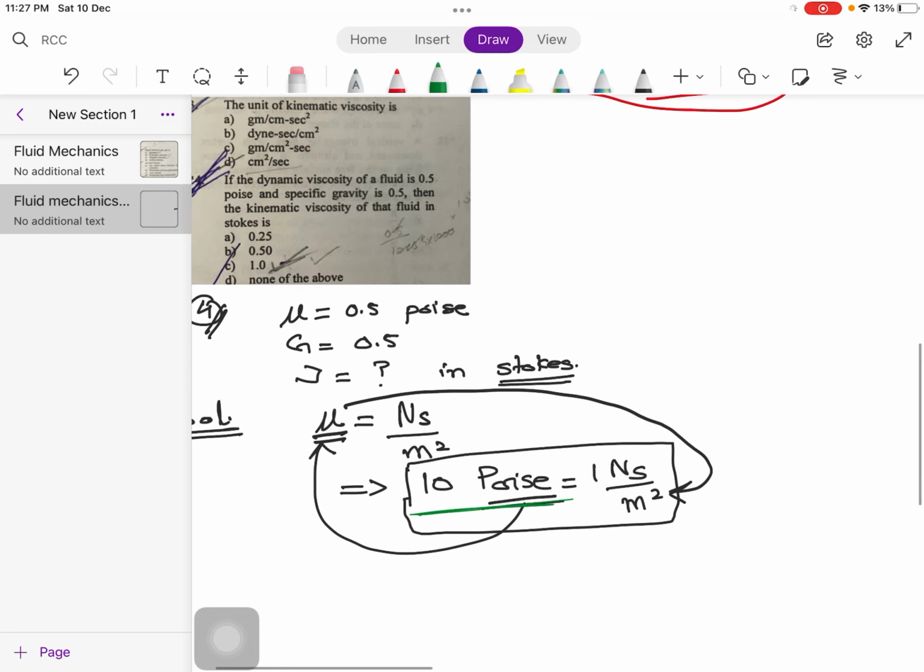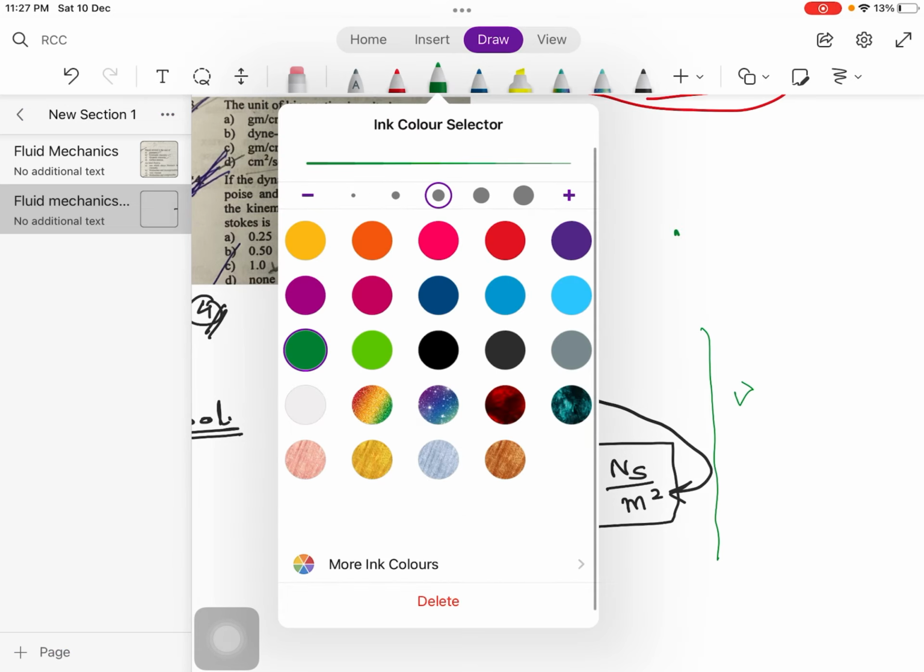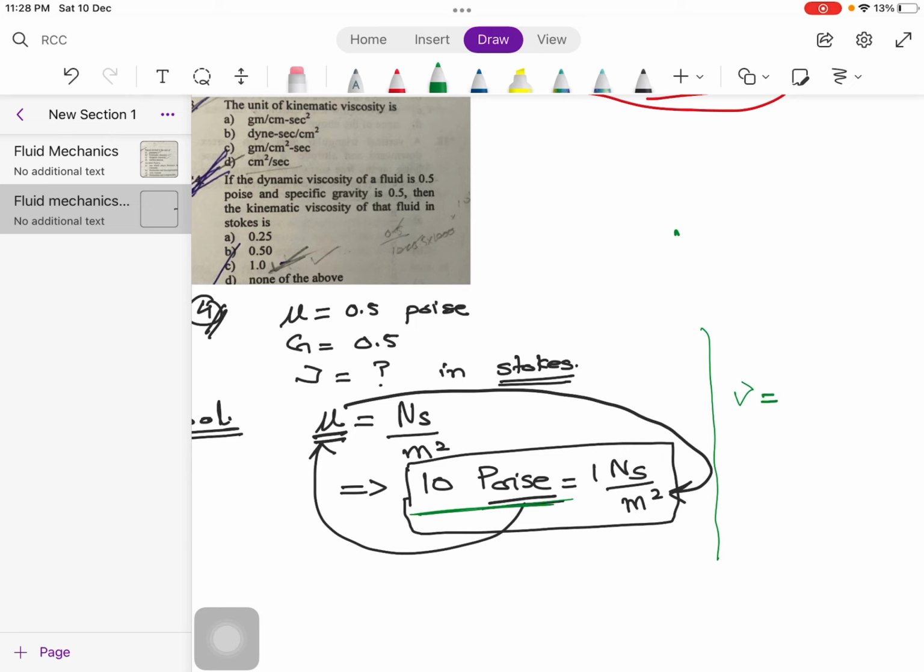Similarly, for kinematic viscosity, we have learned that the unit is meter square per second.